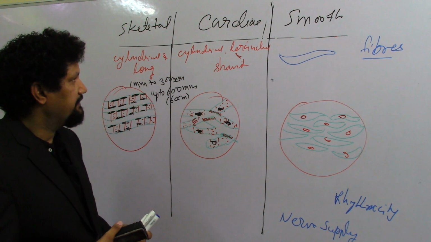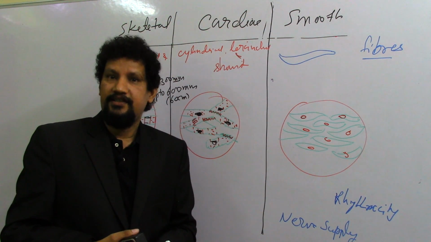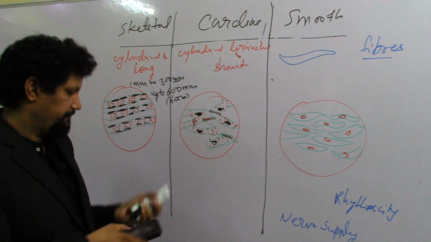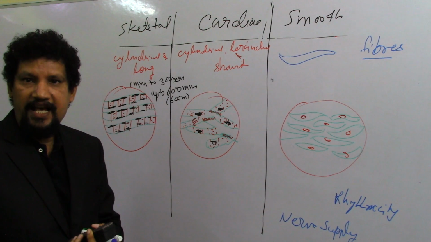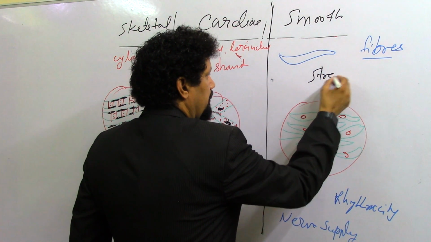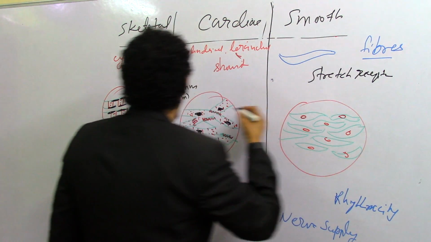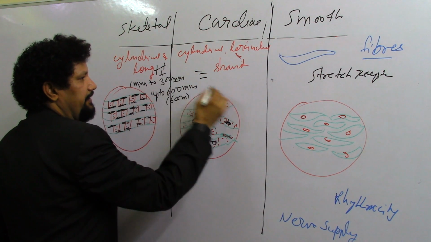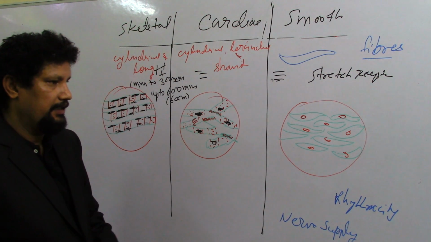Besides all these differences, the stretch receptors are seen only in the skeletal muscles. So one more difference, the stretch receptors are seen in the skeletal muscles but absent in smooth muscles and the cardiac muscles.